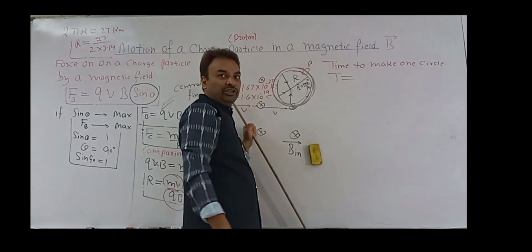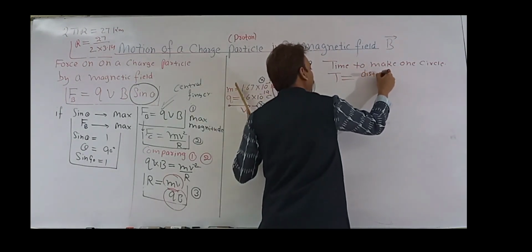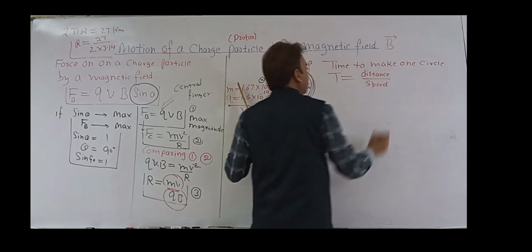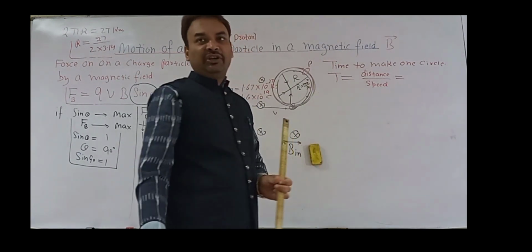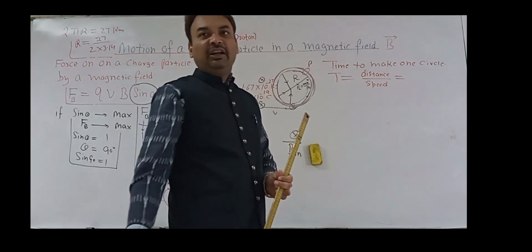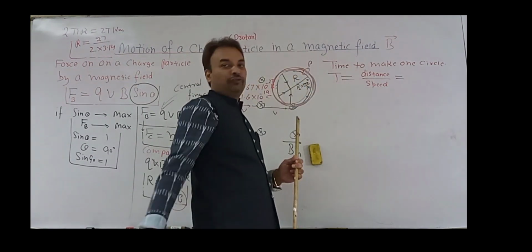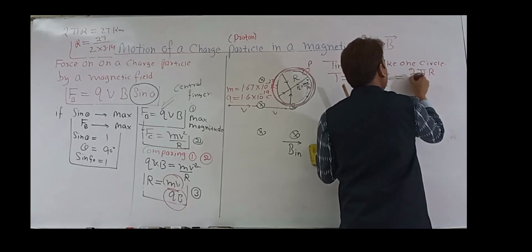So T is equal to distance upon speed. What is the formula? Distance upon speed, right? So T will be equal to distance. Distance is the circumference, 2 pi r. Total distance means it will move over the circumference. So 2 pi, and the radius is r.